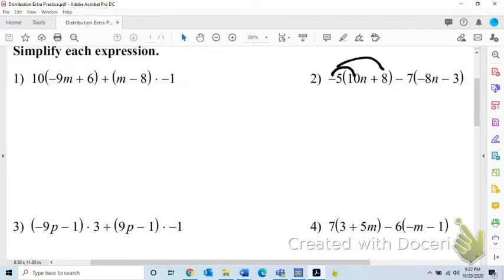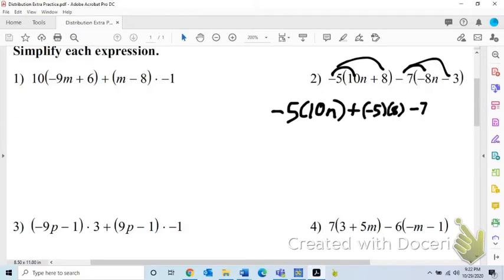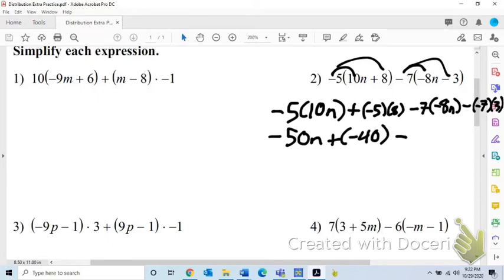So we're going to distribute that negative 5, and we're going to distribute that negative 7. So that negative 5, it's negative 5 times 10n plus negative 5 times 8. Negative 7 times negative 8n, and run out of room just a little bit, negative 7 times negative 3, or minus negative 7 times 3. So negative 5 times 10n is negative 50n, plus negative 5 times 8 is negative 40. And then we have that minus there.